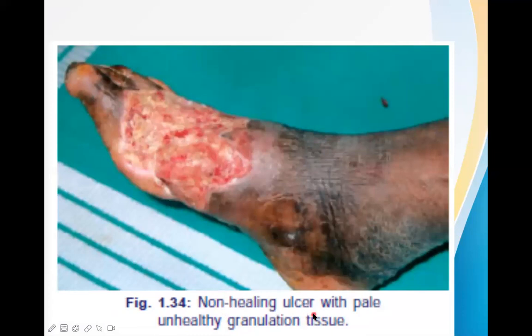This is a non-healing ulcer with pale, unhealthy granulation tissue. Where's the pink substance here? I can see in some of the area, there are very scattered and very few. Majority of the area is dirty looking. This is unhealthy granulation tissue or slough, which is present at the ulcer floor. So you can clearly tell the difference now, which ulcer is healing properly and which ulcer is not.